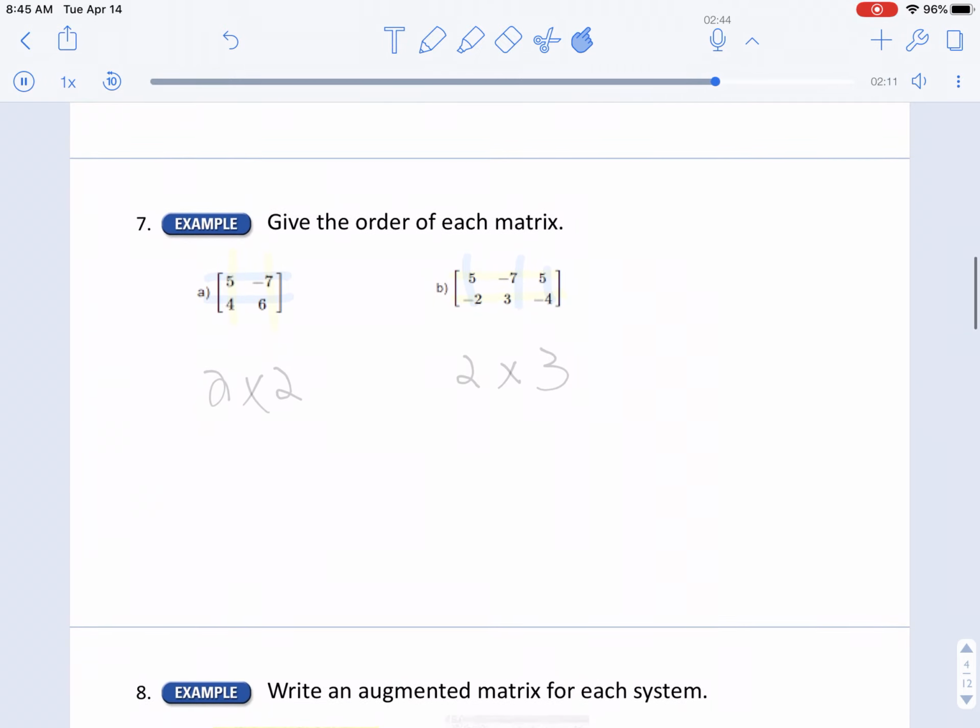Give the order of each matrix. This has 2 rows, 1, 2, so it's a 2, and it has 2 columns, 1, 2, so it's a 2 by 2 matrix. For B, it has 2 rows, so it's a 2 by, and it has 3 columns, 1, 2, 3 columns, so it's a 2 by 3 matrix. That's called the order again.